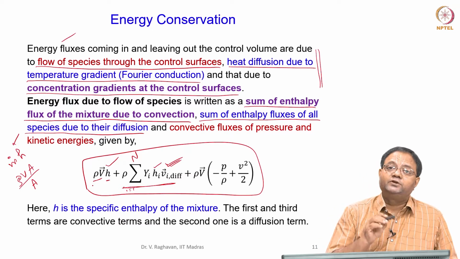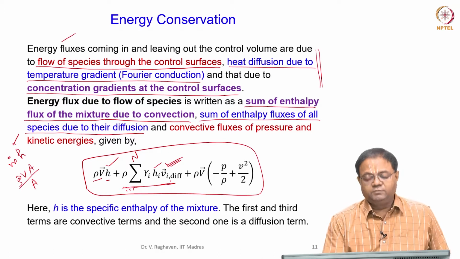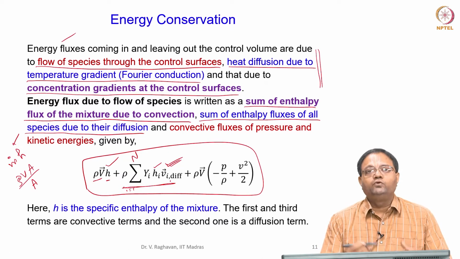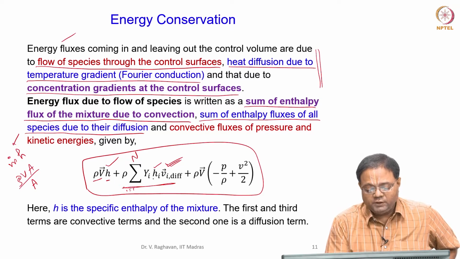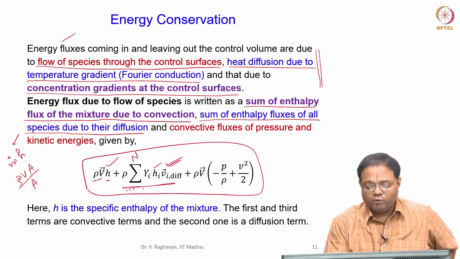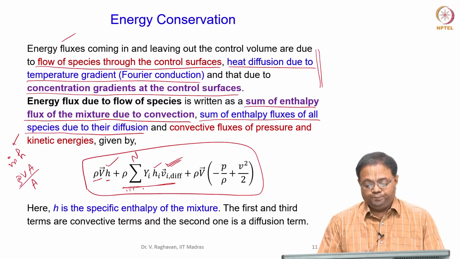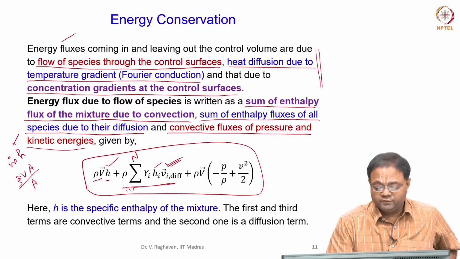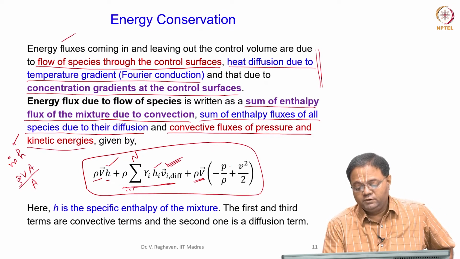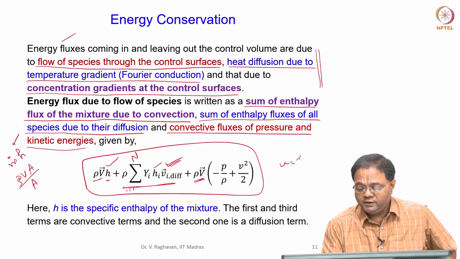The first term is the mixture enthalpy is convected by the bulk flow or the flow of the mixture itself. Second term is the individual species are diffusing at their own rate, diffusion velocity, due to which there is an enthalpy transport. Okay, so that we have to sum up for all the species. Okay, 1 to n. If there are n species. Now, then the convective fluxes of pressure and kinetic energies. So, that rho V into this, then the energy. See, for example, U has been written as H minus P by rho. So, that convection.